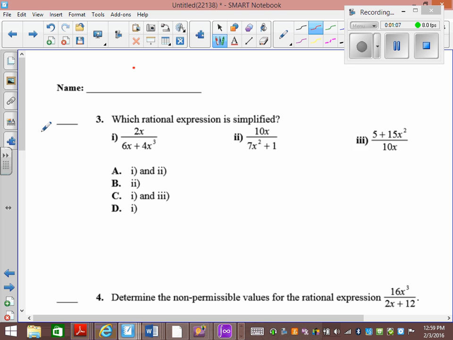Which rational expression is simplified? So this one here, I can take an x and a 2 out of them. So I can divide by 2 and x. If I can divide by anything, it's not simplified. This one I can't take out anything, so it is simplified. This one I can divide by 5. So it's not. So it's just 2.